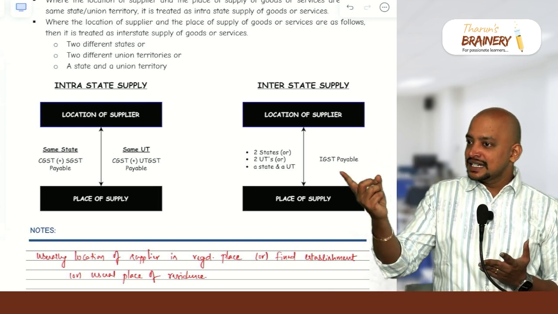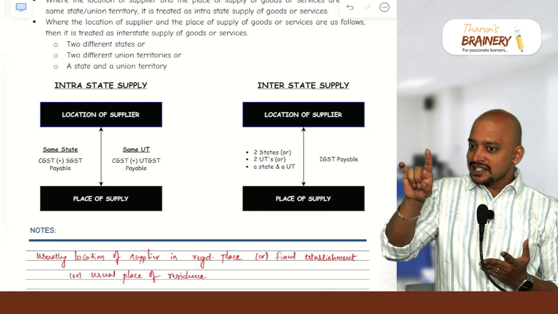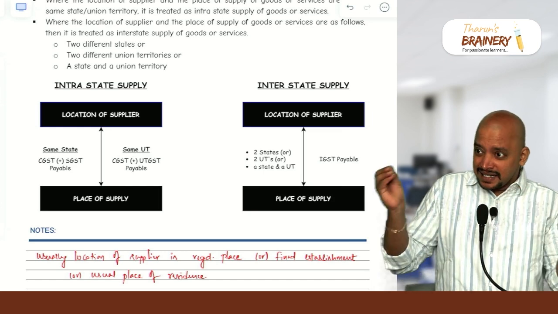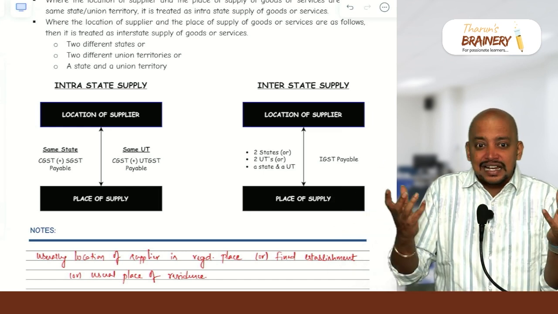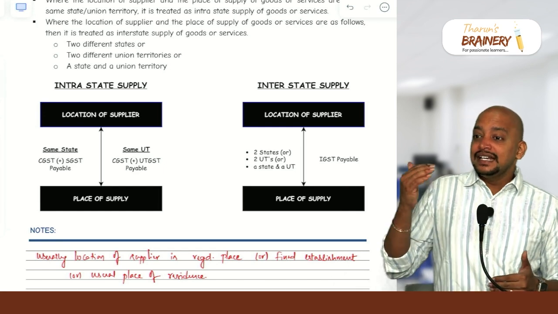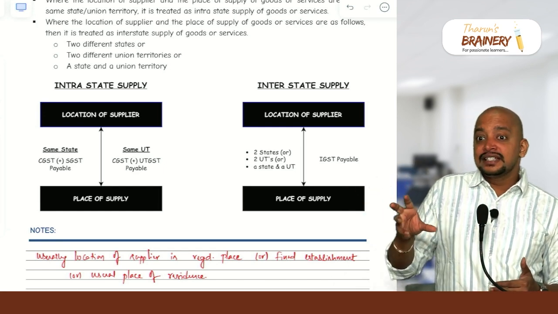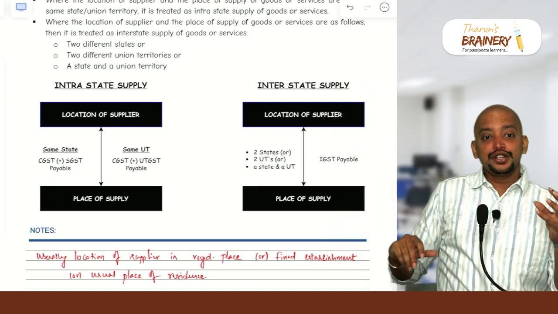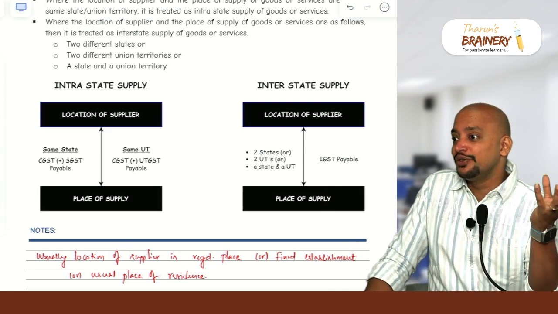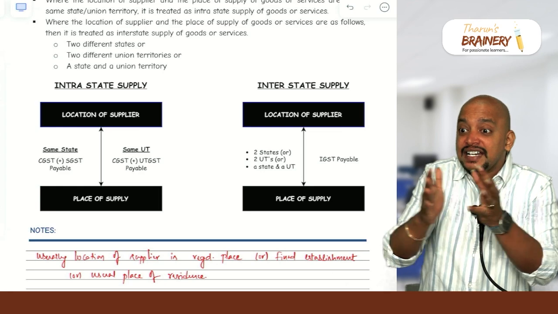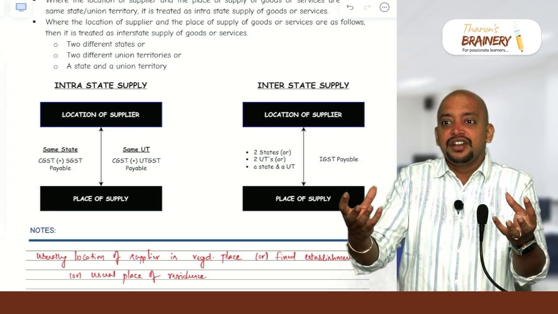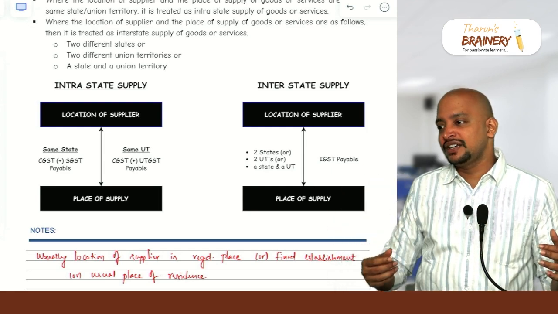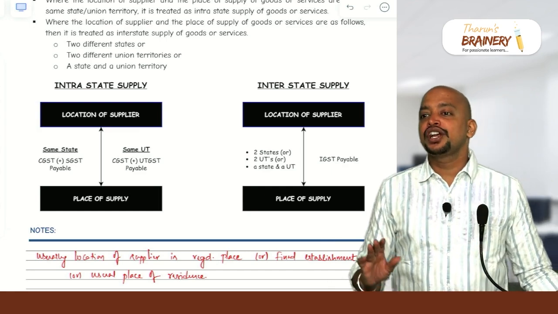Then UTGST will be levied by the central government. Sir, CGST is also levied by the central government, UTGST is also levied by the central government. Then why do we have separate heads called CGST and UTGST? Because CGST is the contribution of all the states towards the central government, whereas UTGST is the contribution of the union territories. They want to maintain a separate demarcation between these two. Otherwise, if everything is put into one head, then we don't know how much contribution has been made by the union territories. For that purpose only, we are putting it into a separate accounting head.